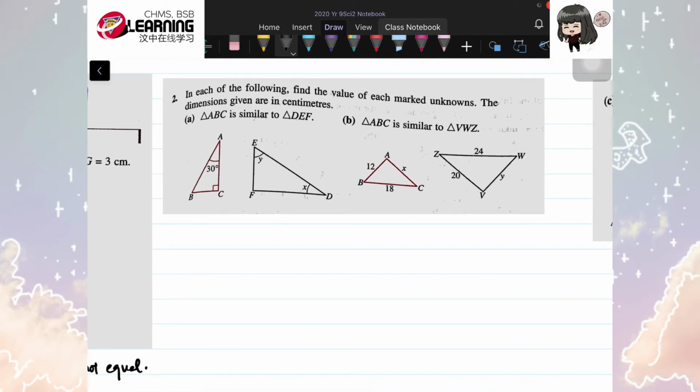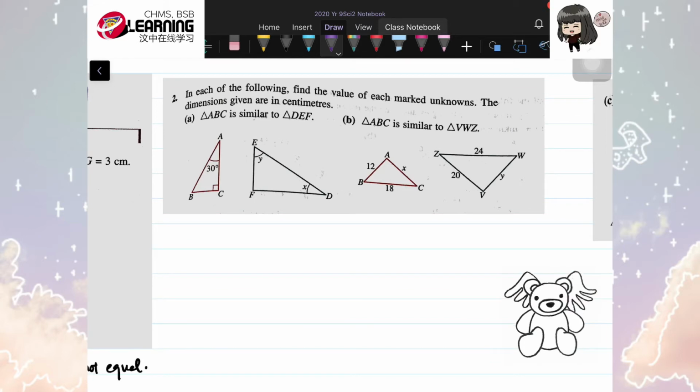Question number 2. In each of the following, find the value of each marked unknown. Okay, so it's given triangle ABC is similar to DEF. Let's find out the orientation first. It's obviously already flipped, so let's number them first. ABC is similar to DEF. You don't need to number them if you can see it. If you cannot, then you can use this method.